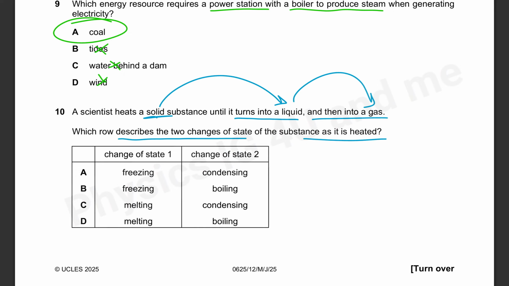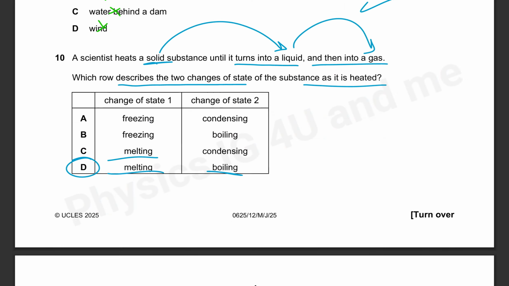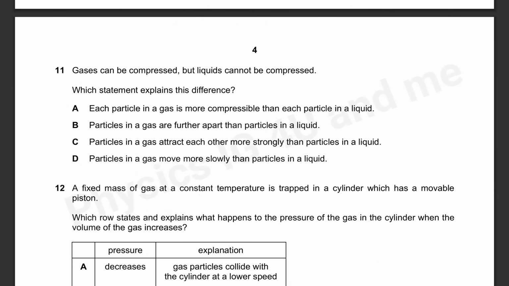Okay, so from solid to liquid, this is melting. We are here or here. The other one is from liquid to gas. It's boiling. Okay, so we are in option D. Question 10, answer D.